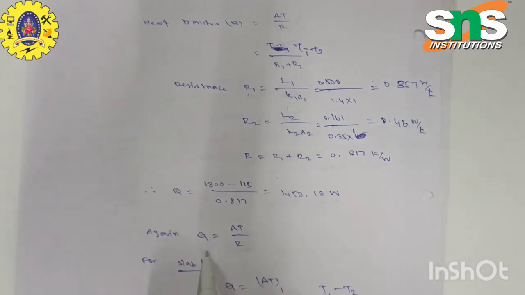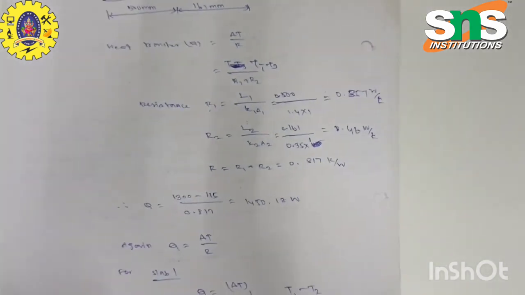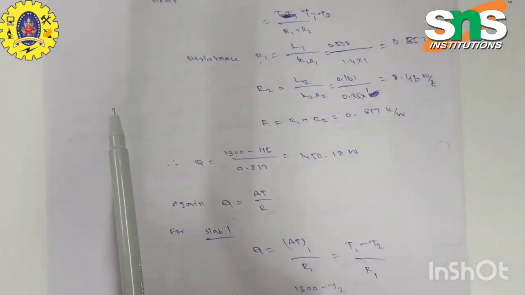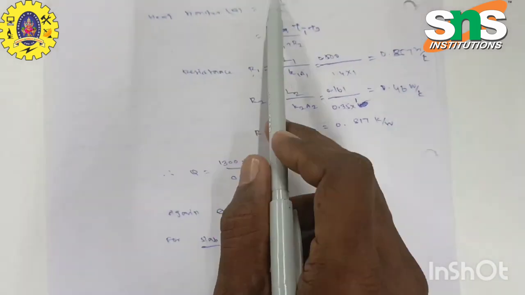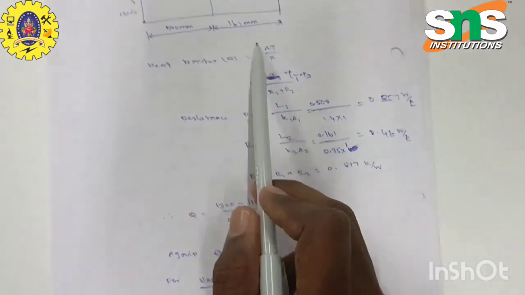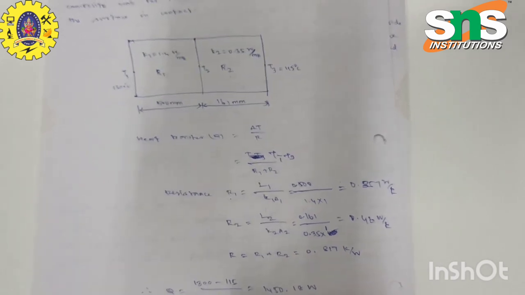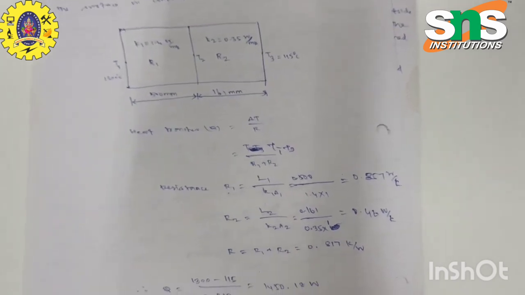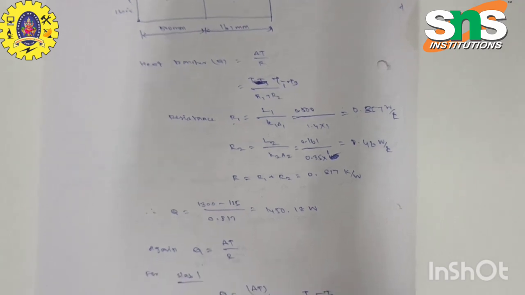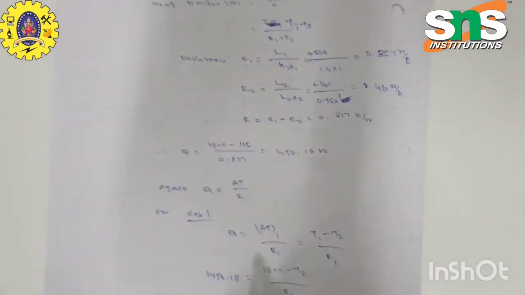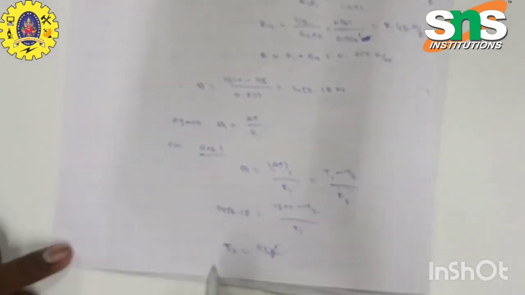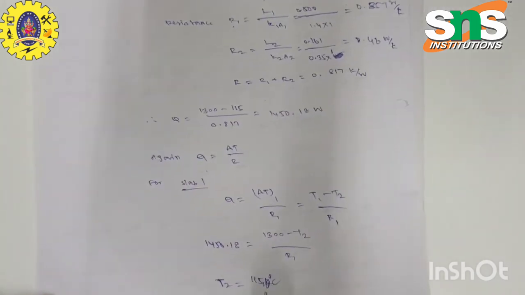In the second part we need to find the intermediate temperature. For this, we take one slab from the given two slabs, slab 1, and substitute the slab values, the R values and the Q value into the slab 1 equation. We get the final intermediate temperature of the composite wall.